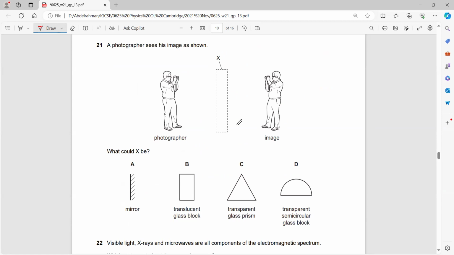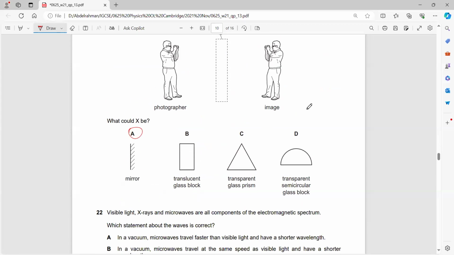Photographer sees his image as shown. What could X be? Very easy. To see his image, it has to be a mirror. Definitely has to be a mirror.